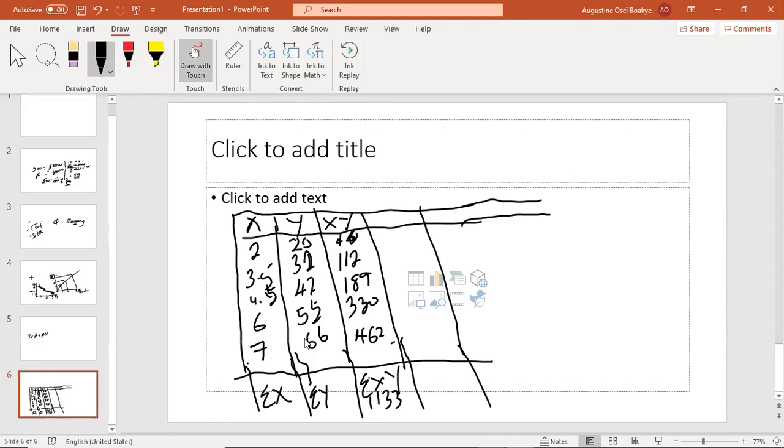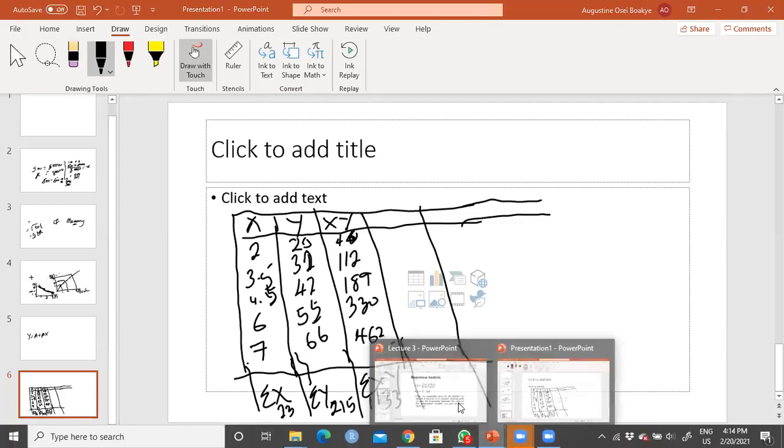Good. Now, summation x is what? 23. So it's 23. Good. Summation y is what? No, summation y. Summation y is 215. Thank you very much. So I'm going to say the formula now, one part of which is the summation y.